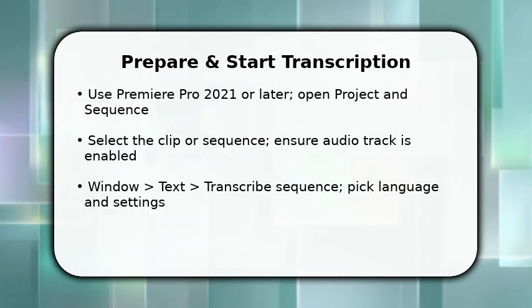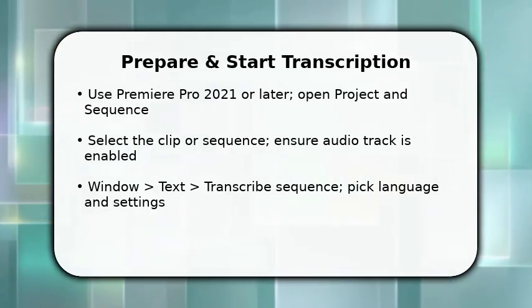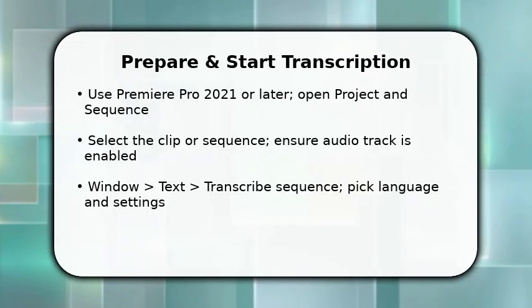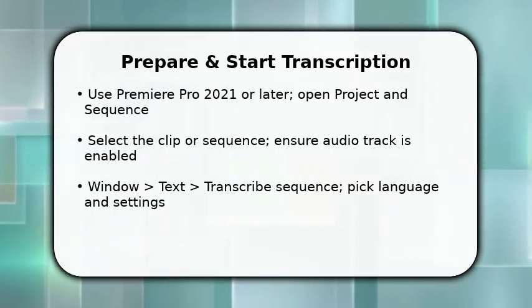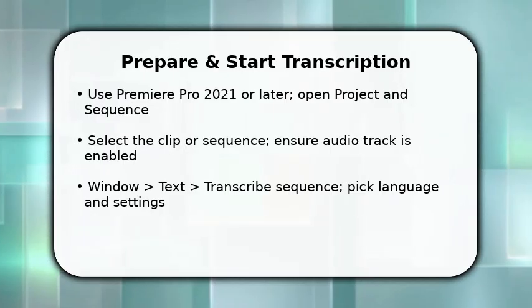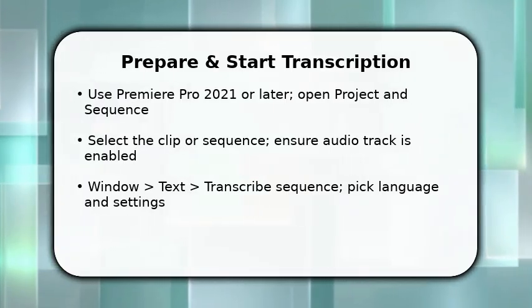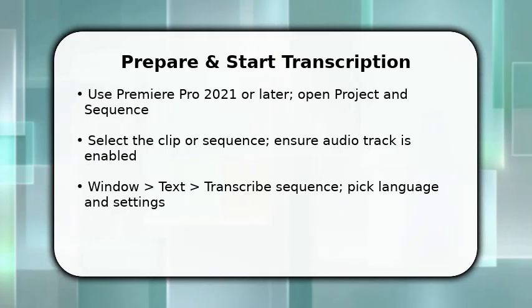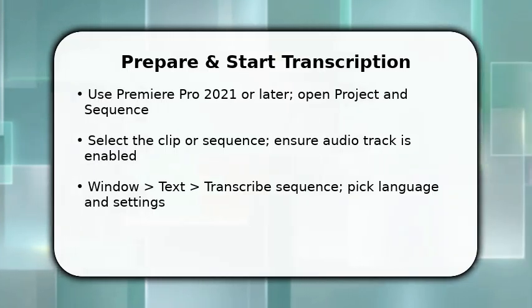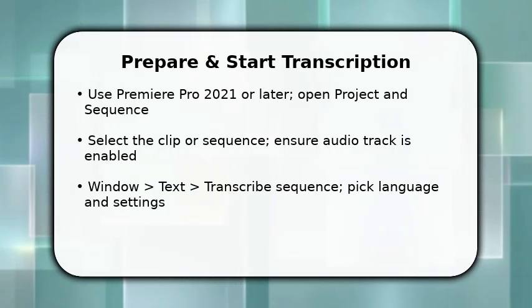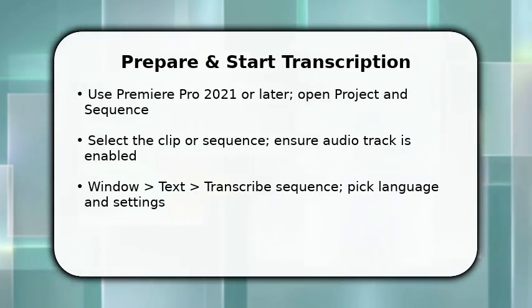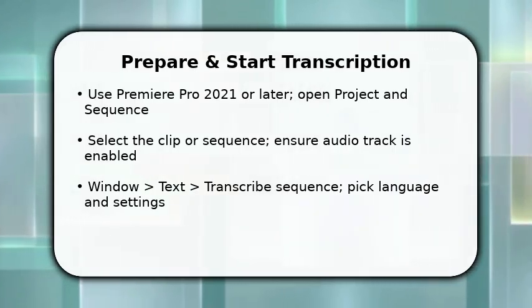Open your sequence and select the clip or the entire timeline you want transcribed. Make sure audio tracks are unmuted and levels are reasonable so speech is clear. Once selected, go to Window, then Text, and choose Transcribe Sequence. Pick the correct language and whether to transcribe the entire sequence or clips. You do this because accurate audio input yields much better text.